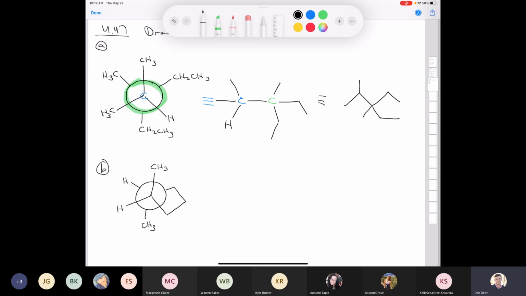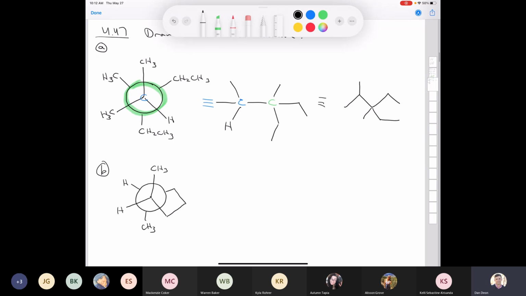All right, I'm going to give you a second to try this one before I show you the answer. I'm going to give you a minute. Take a drink of water. So there's a ring in this compound, isn't there? Can anybody tell me how many carbons are in the ring? All right, there's 5 carbons in the ring.